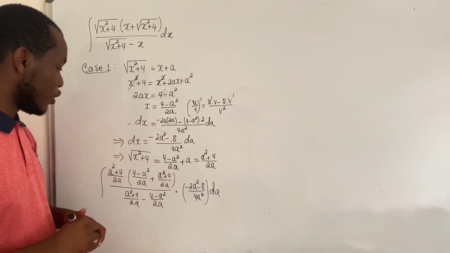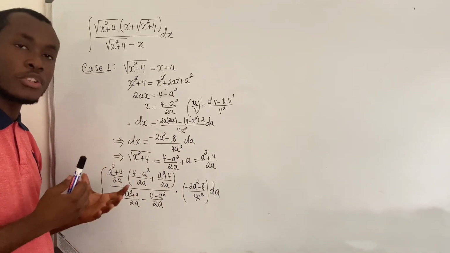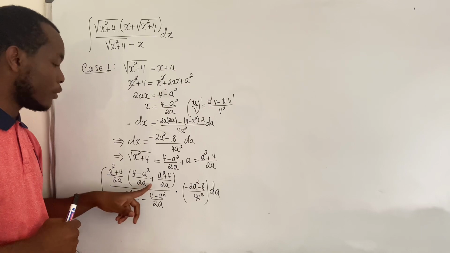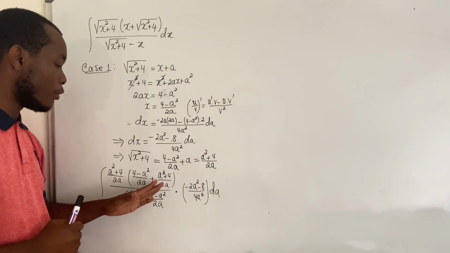This looks like a strange integral, but it's not strange and it's not difficult. If we check, we have 2a as the denominator of each fraction.